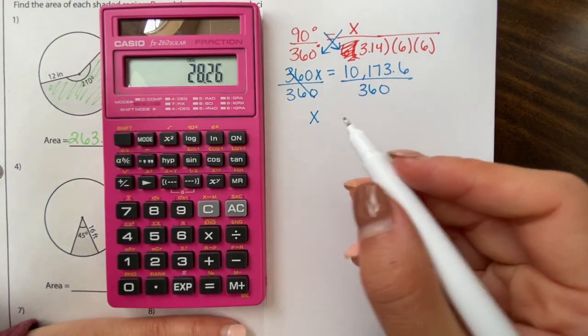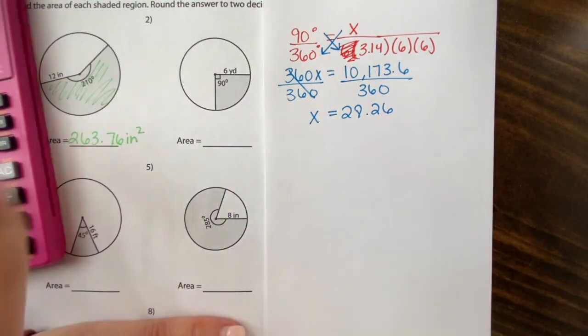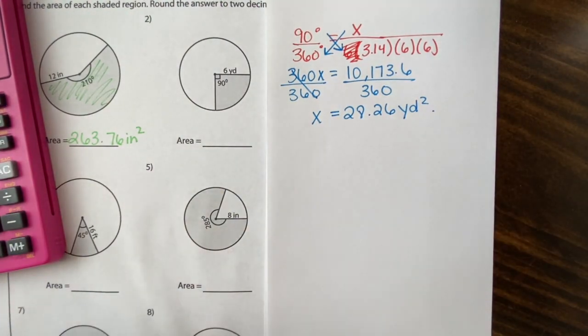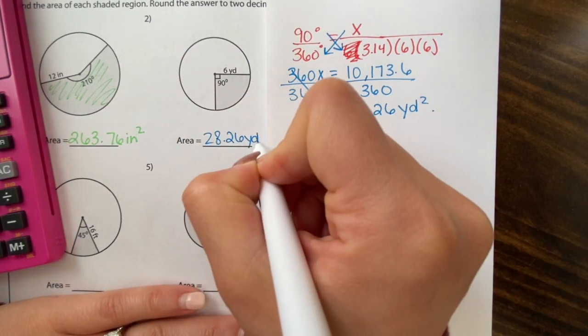And once again, you don't have to round on this one. Equals 28.26 square yards, or yards squared. So this is your answer, 28.26 square yards.